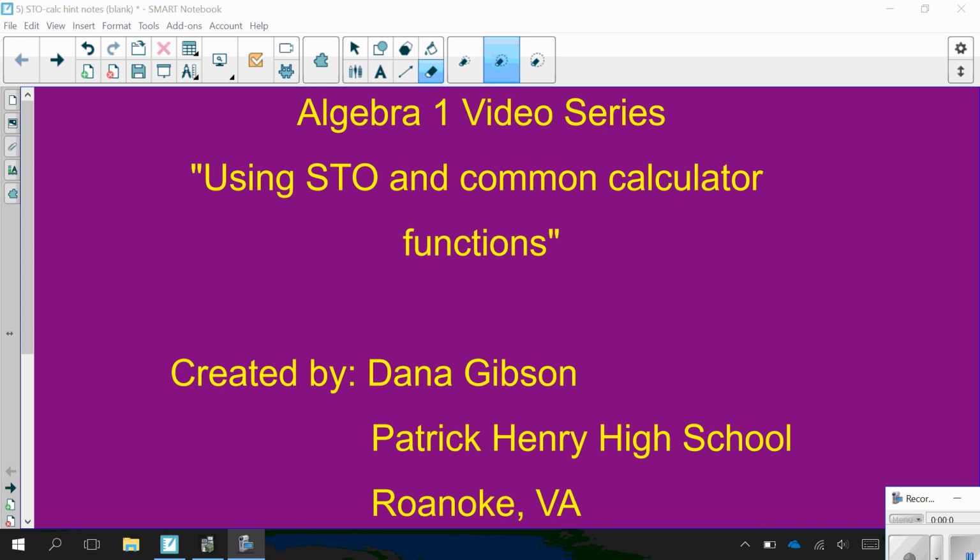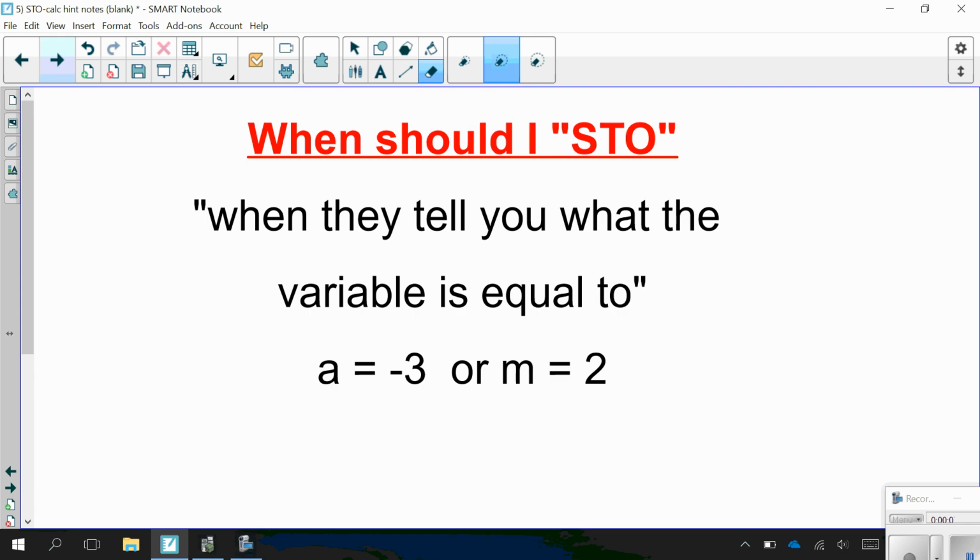Today we're going to talk about using the store function on the calculator and some common calculator functions you should be comfortable with. When do I use STO? Well, they're going to ask in a problem, evaluate or simplify when a equals -3 or m equals 2. When they tell you what the variable is equal to, we should be using the store function.